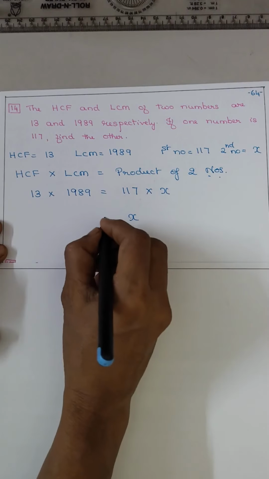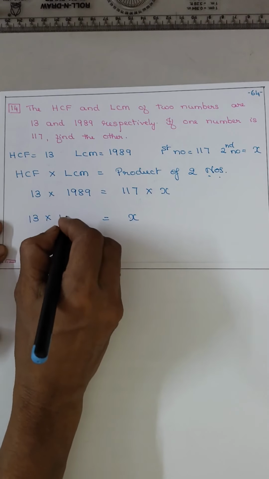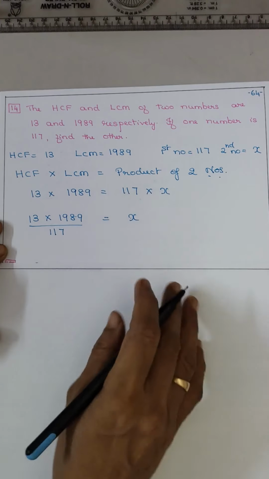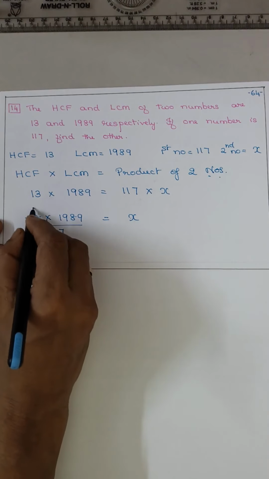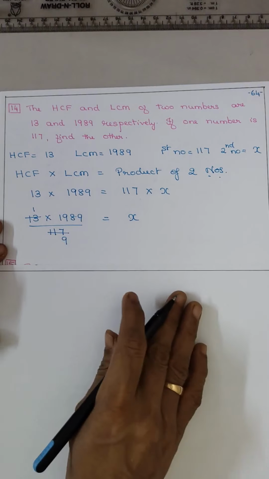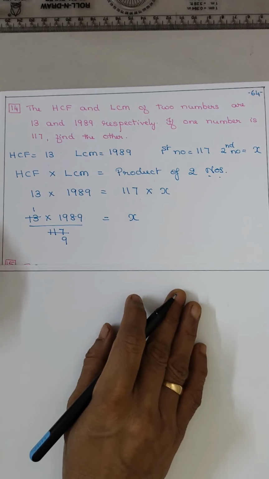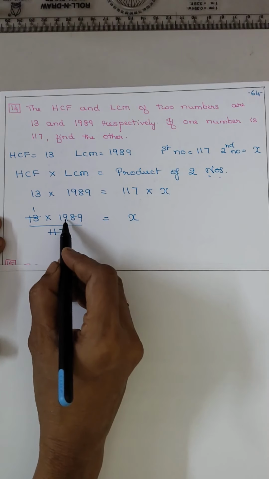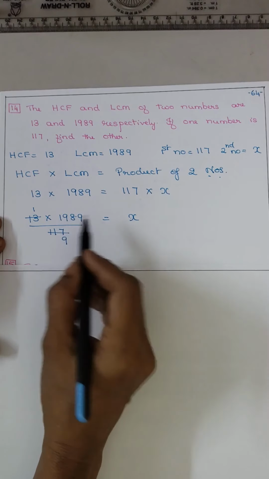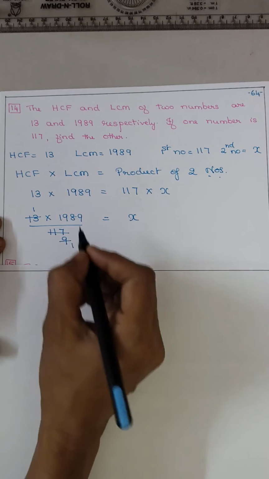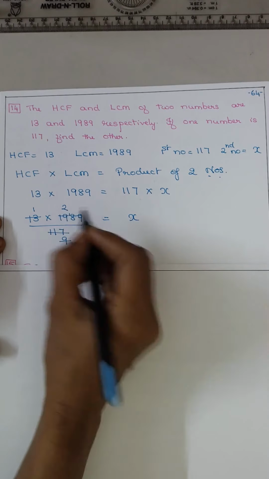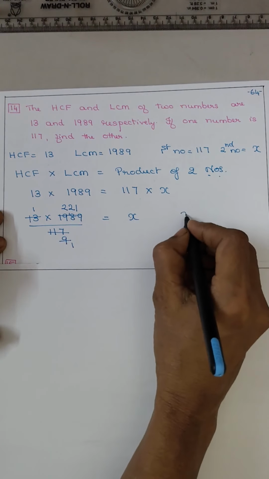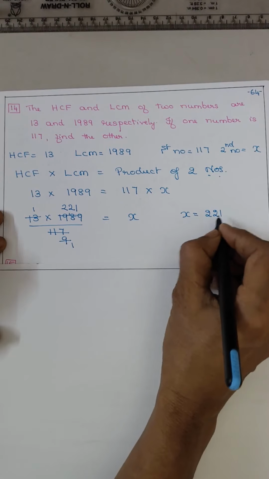So x is equal to 13 into 1989 upon 117. Now 13 1s are 13, 9s are. Let us see whether 9 goes in the table: 9 9s are 81. Yes, 9 1s are 9, 9 2s are 18, 1 remained, 9 2s are 18, 9 1s are 9. So x is equal to 221.